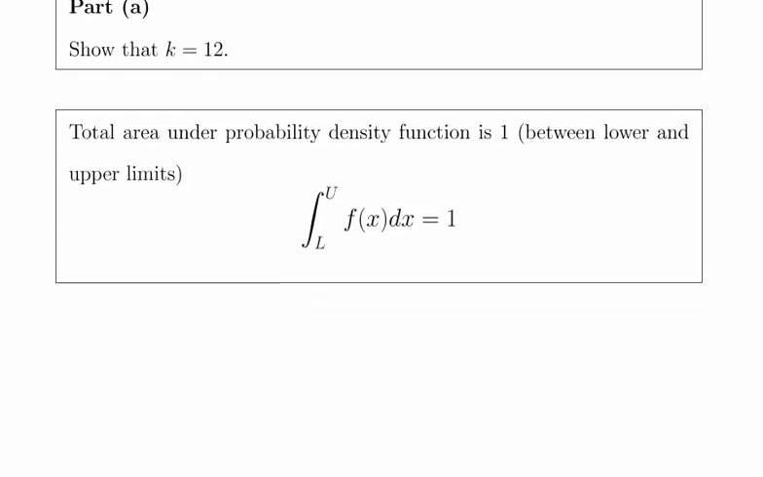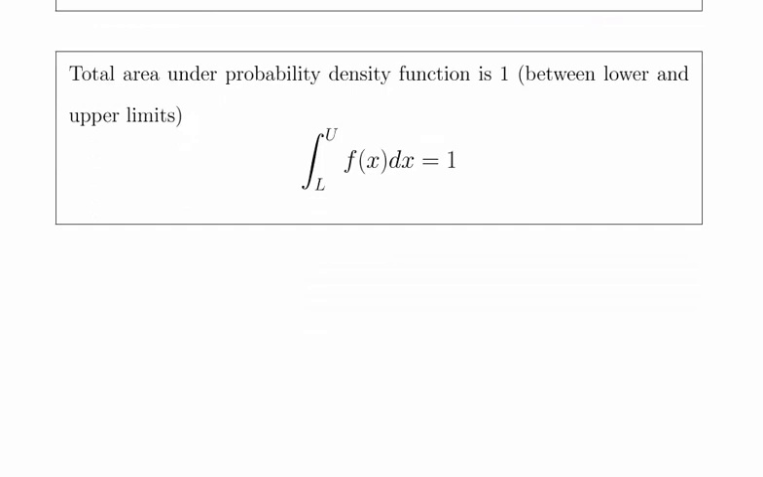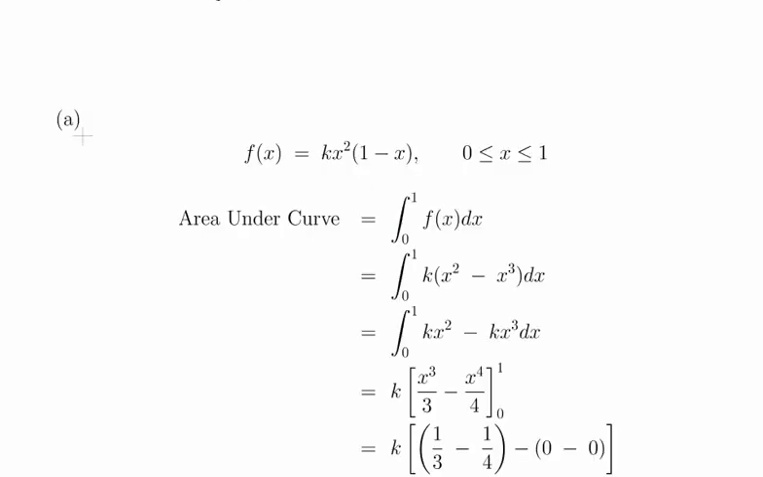Okay, so this is very standard stuff to begin with. The total area under the PDF, under the curve basically, is 1 when you integrate it between 0 and 1. So the upper and lower limits there are 0 and 1 in this case. So essentially what we have to do here is just integrate the PDF, probability density function, between the upper and lower limits, and that should equal 1. Now, in this case, we're told explicitly what the upper and lower limits are, but in other questions, you might have to figure them out.